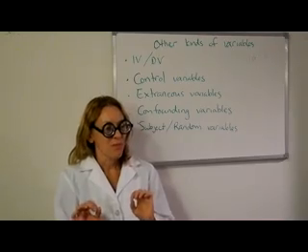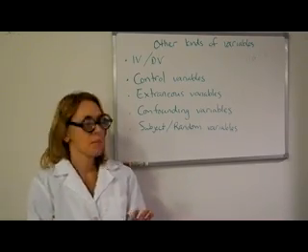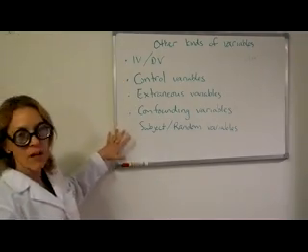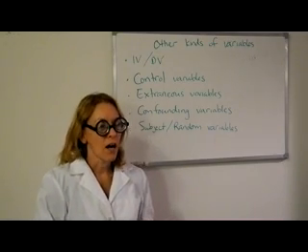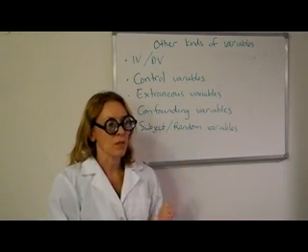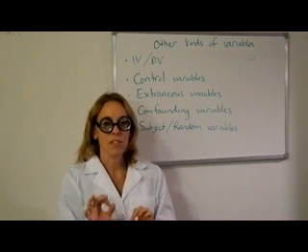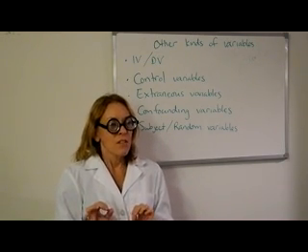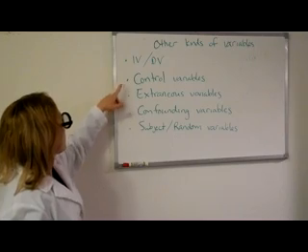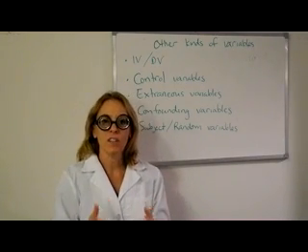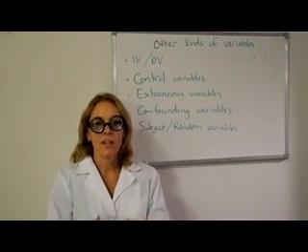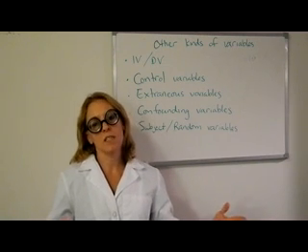Okay, so we've already talked about the independent and dependent variable. There are a few other kinds of variables that you should know about. Pretty much most of the ones that we're going to cover here should be just about it for the semester. So control variables are variables that are held constant. They are things that are kept the same across the conditions of an experiment.